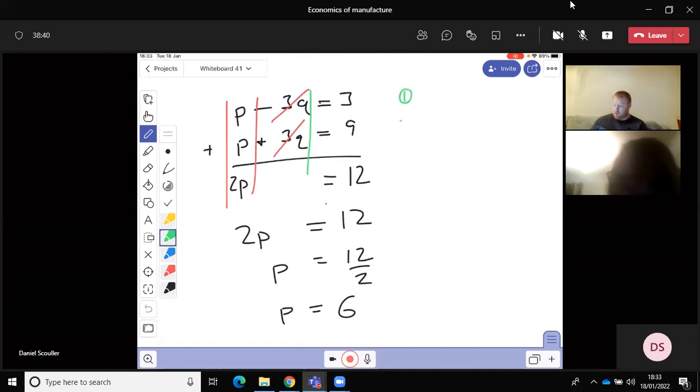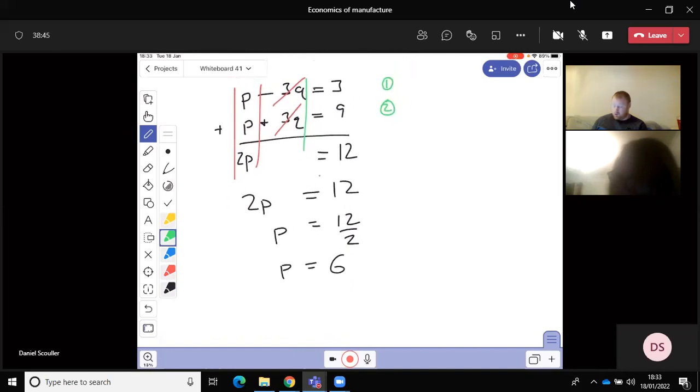Top equation I'm going to write is 1. Second equation I'm going to write is 2. Okay, so I'm going to substitute p equals 6 into one of those equations. Either one, it doesn't matter. Whatever one you think looks easier to do, it can go into either. So I'm going to put it into equation 2.